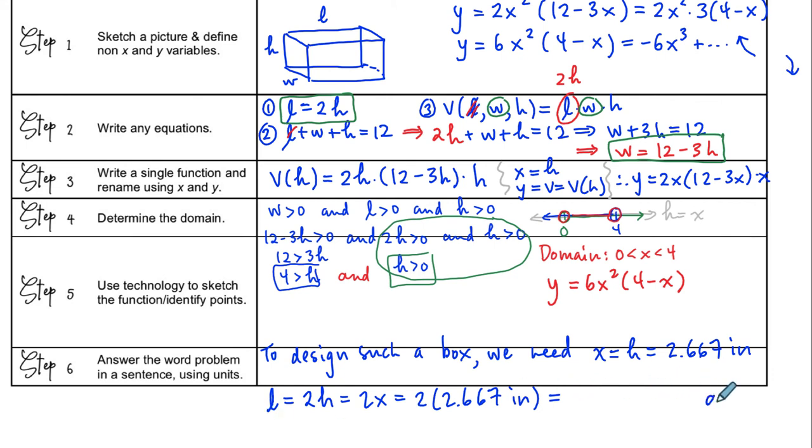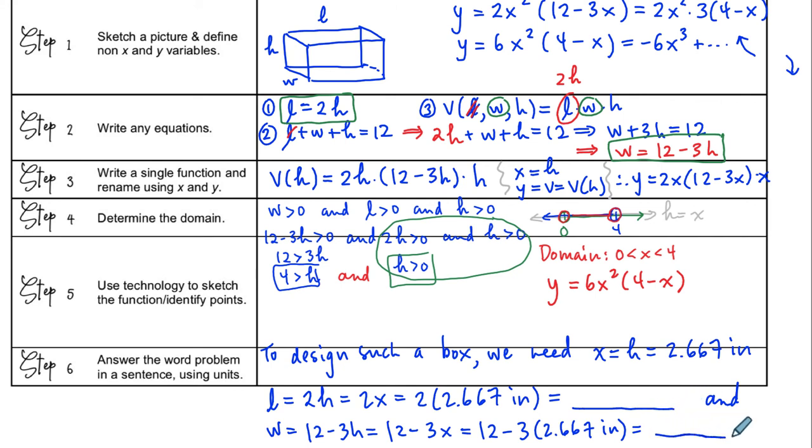And we need the width, which is equal to 12 minus 3h. And since h is the same as x, that's the same as 12 minus 3x, which is 12 minus 3 times 2.667 inches. And we just take a calculator, we work out those numbers. And we have the 3 dimensions that we need for the box.